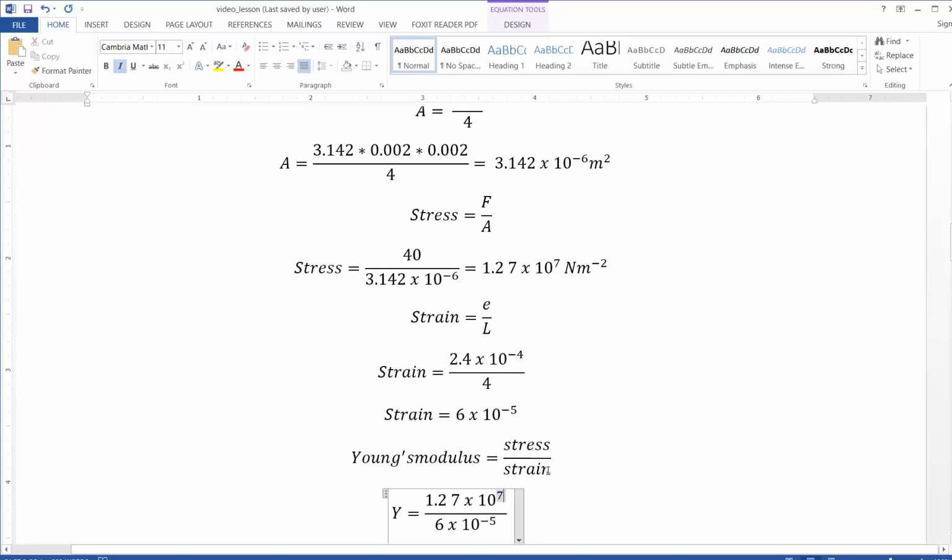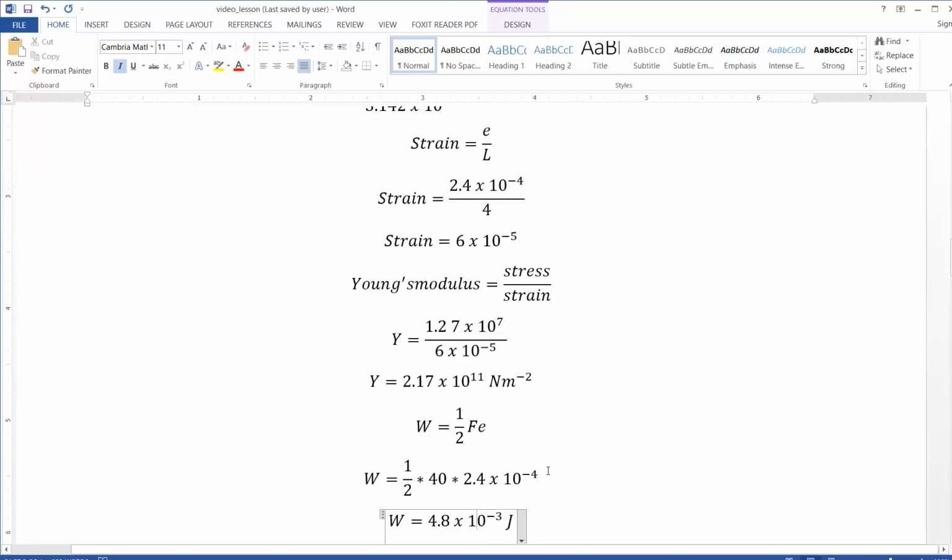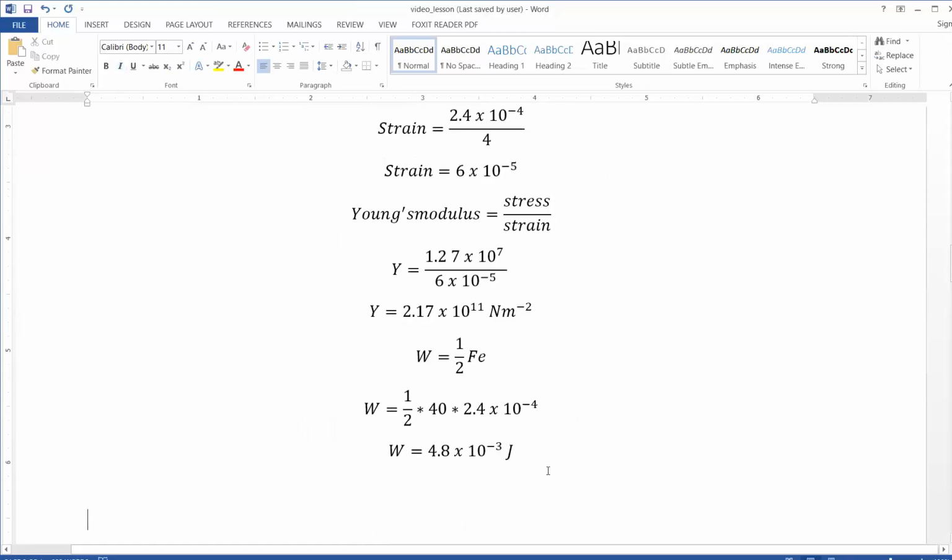Now you're asked to calculate your modulus. Your modulus is the ratio of stress to strain. You have calculated the stress and the strain, you put the values and you get your modulus. Remember to put your unit, Newton per meter squared. And lastly, you have to calculate the energy stored. And that's what you have done by using half Fe to get your value.